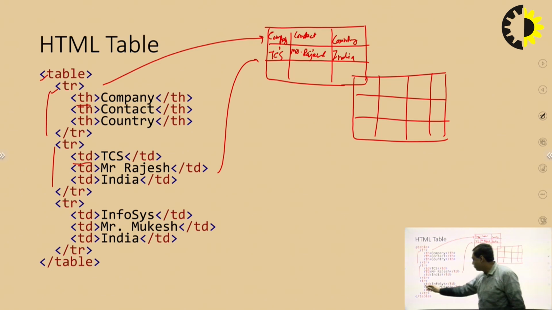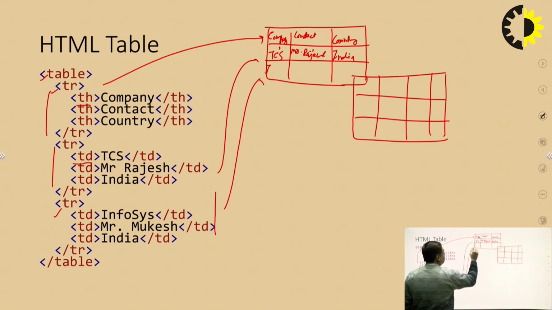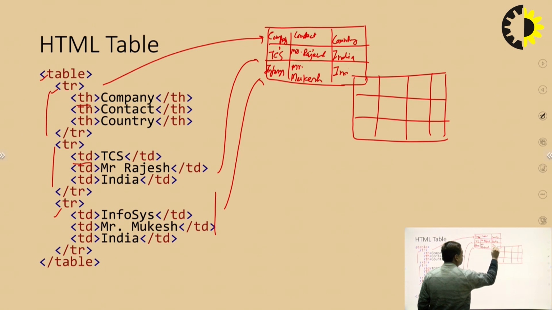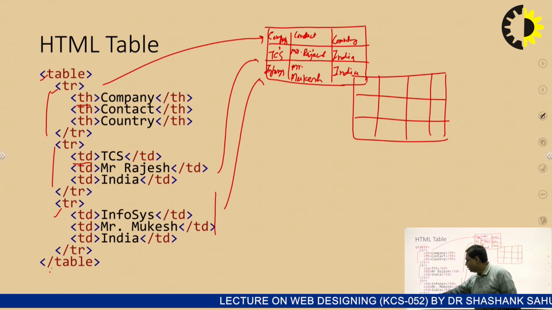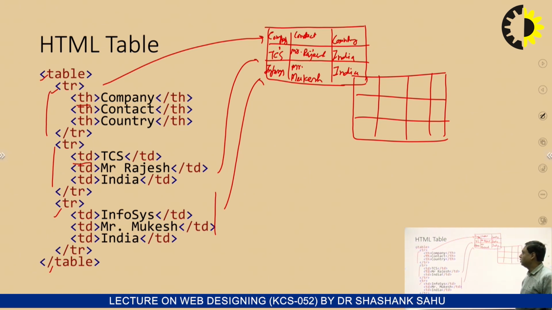Now for the third row, TR, this third row has been created here. And TD means the first cell. So we are displaying here Infosys, then Mr. Mukesh, and then India. So this is the way we are creating a table in the web page. We must know and understand this very well. A table will start from the table tag and end with the table tag. Then it is up to you how many rows you want to create.